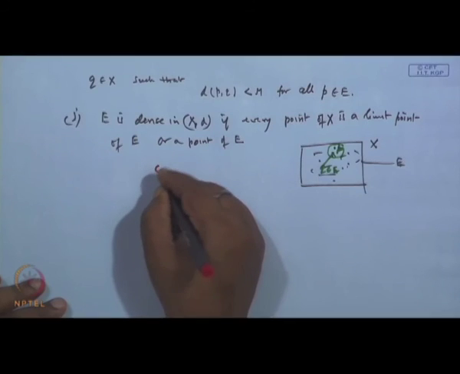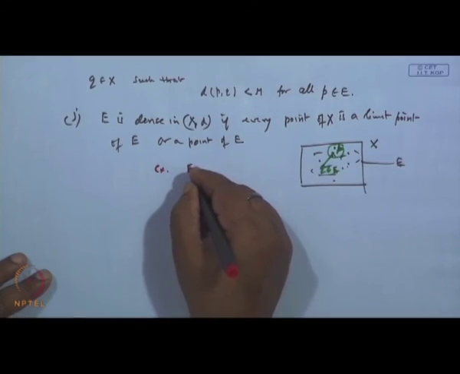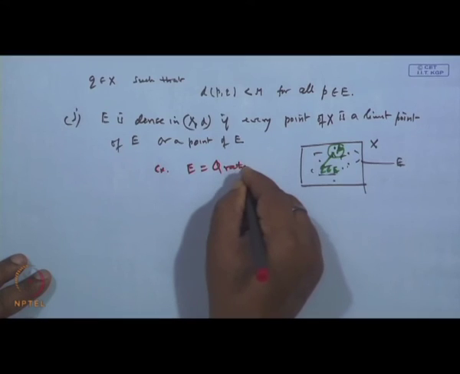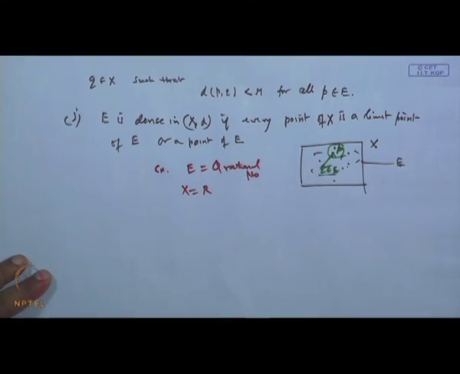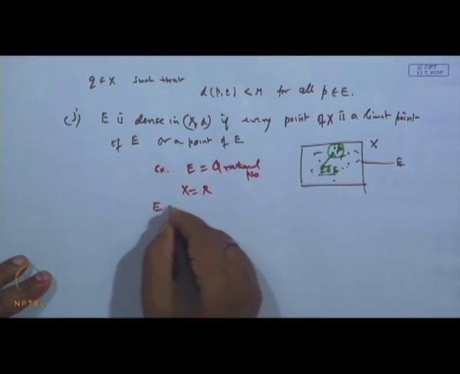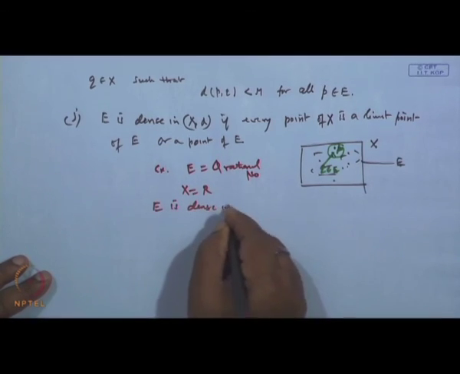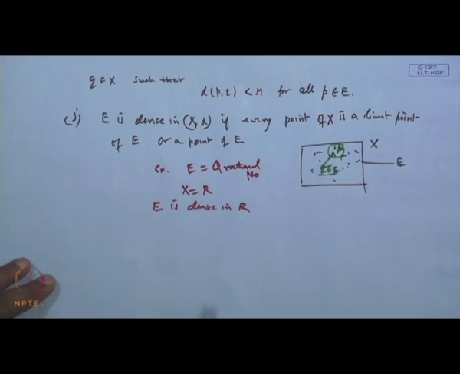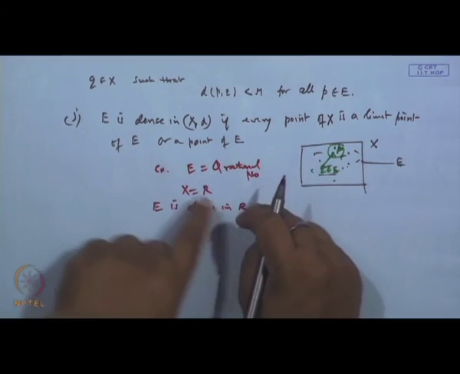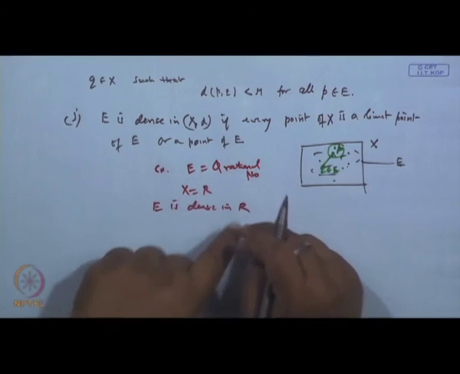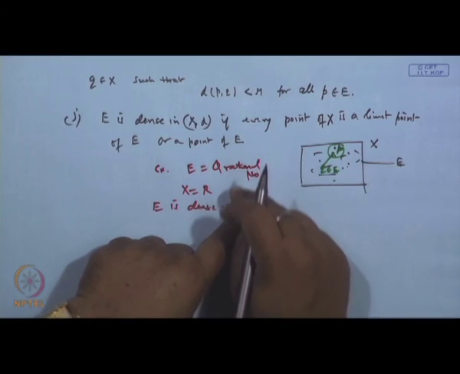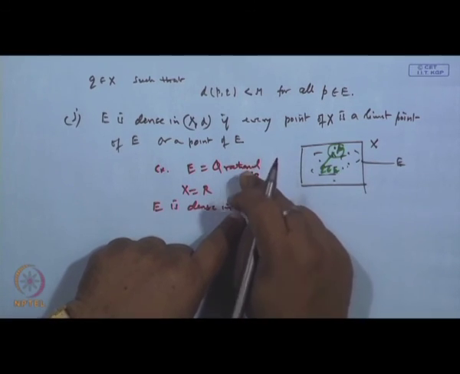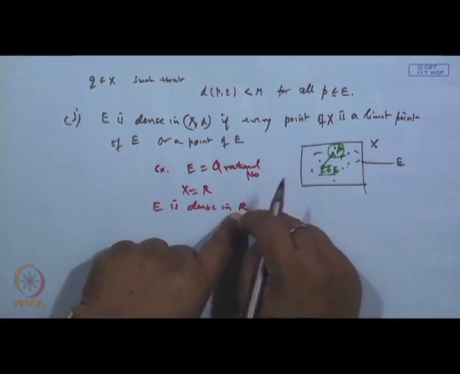For example, on the real line, our E, which is the set of rational numbers, and X is R, then this E is dense in R, because any real number can be approximated by means of rational numbers. So, if we draw any neighborhood around a real number, we get another number, a rational point, which is different from this. So, this becomes dense.